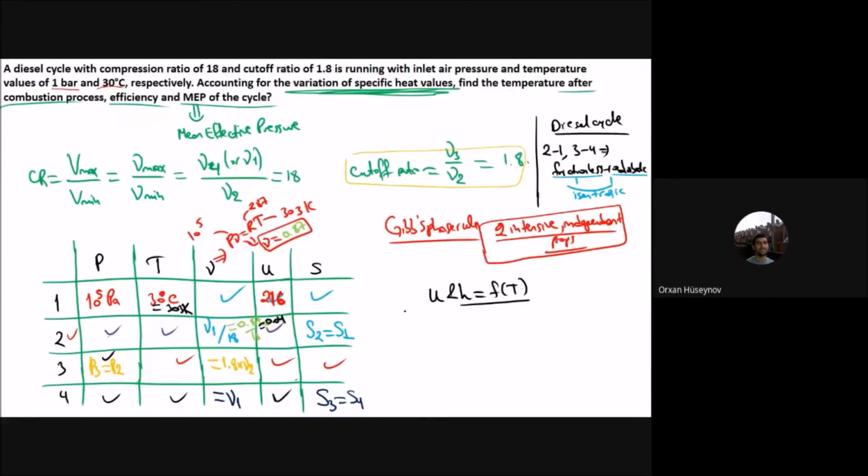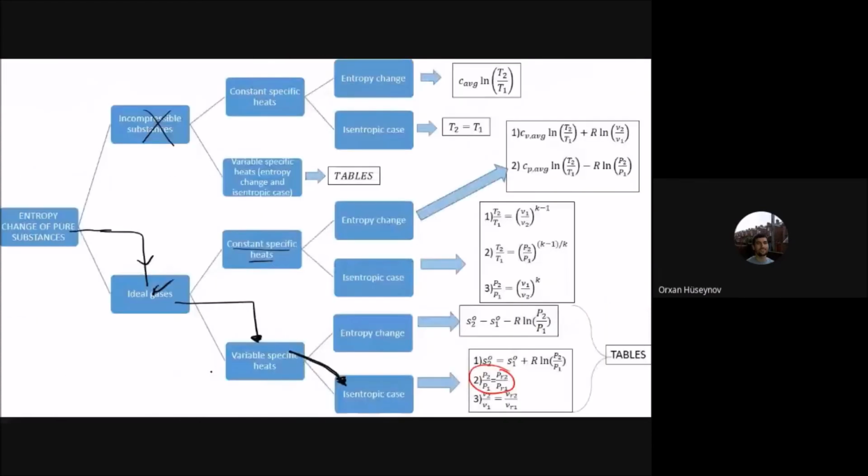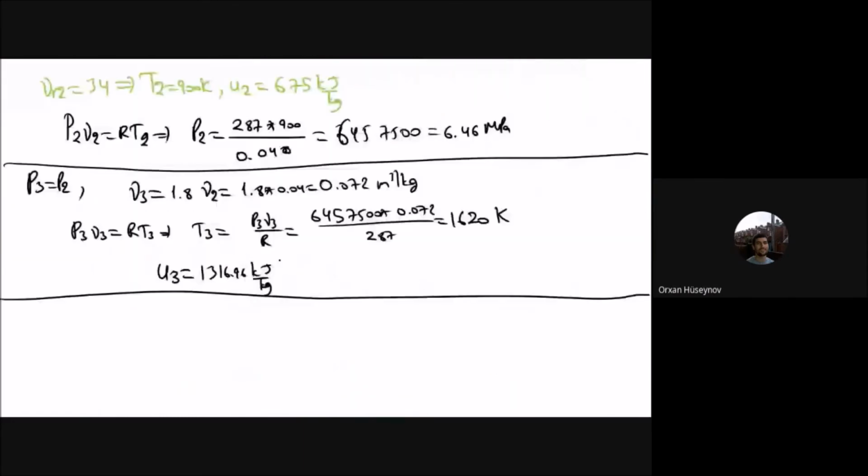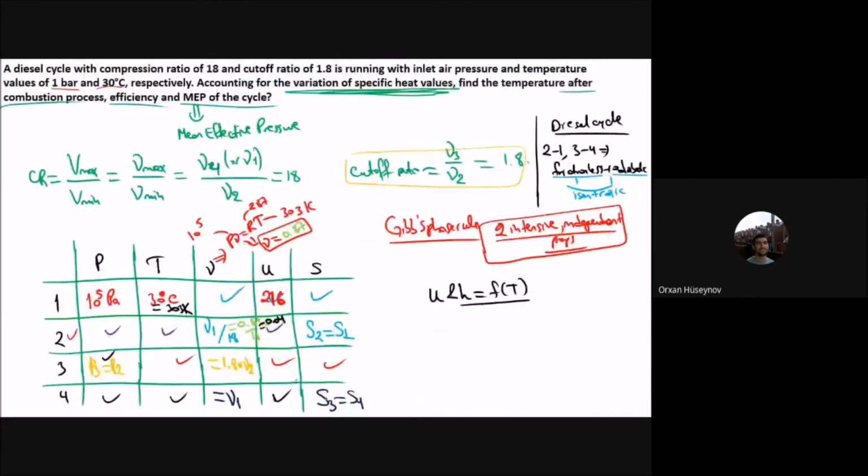Now comes the last state, which is state 4. State 4 says that nu1 is the same as nu4. Nu1 was 0.87. So nu4 will be the same as nu1. It's 0.87 meter cubed per kilogram. This is for nu1, nu4. And it also says that it is isentropic. Between 3 and 4, you have isentropic relations.